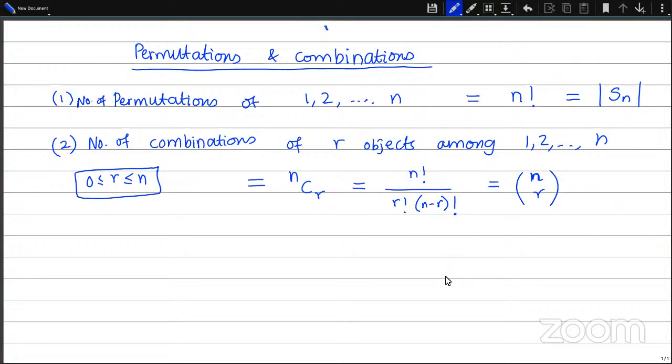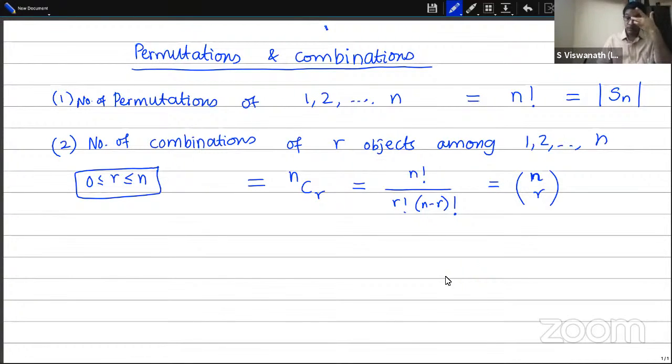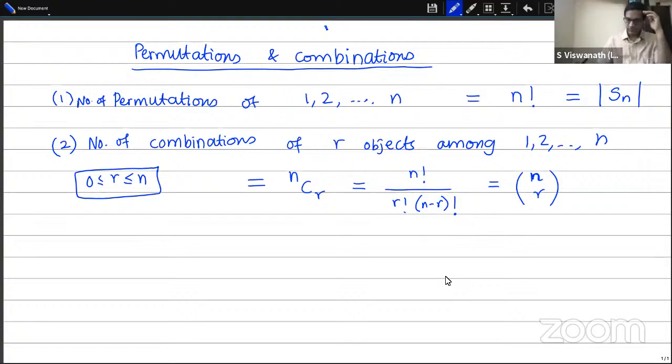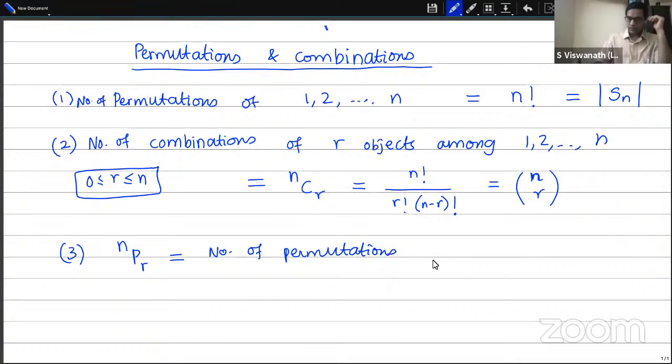Sir, the formula for nPr is n factorial upon n minus R factorial. And suppose I'm selecting the R elements, in permutations we are counting those elements R factorial times. Okay, fine. So you want to go via nPr, that makes sense. So what is nPr? This is the number of permutations of R objects among these n.